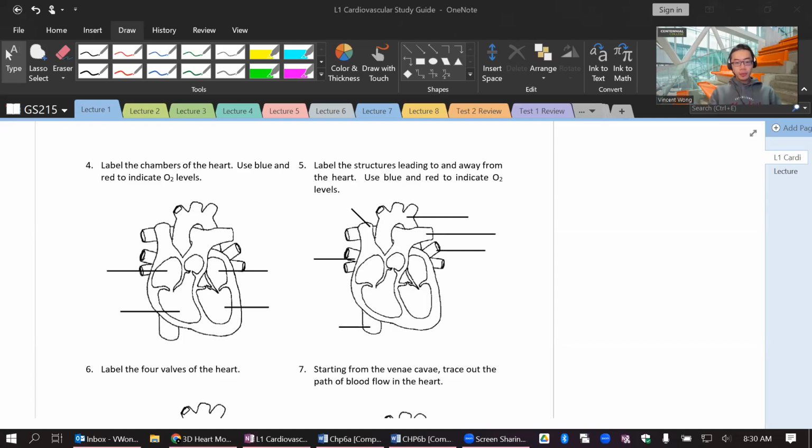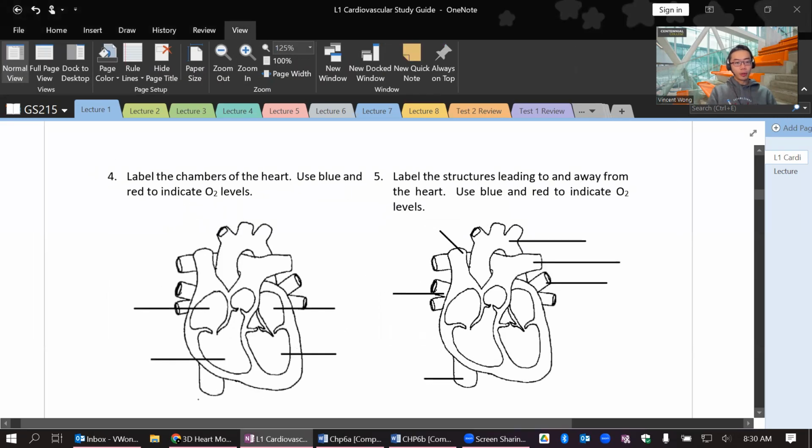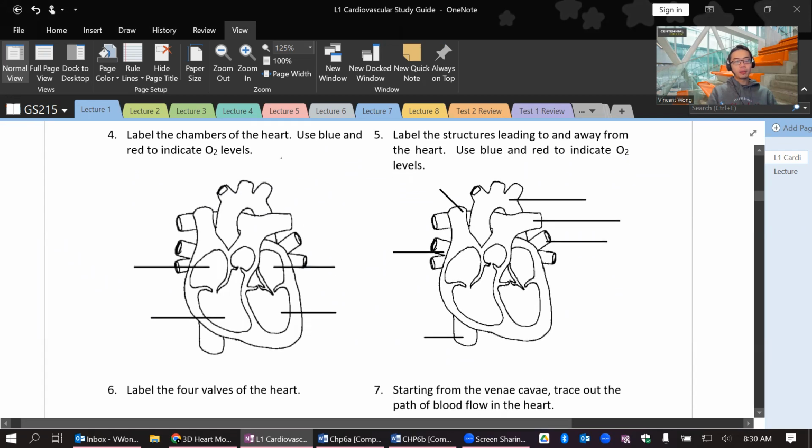So today we will finish the lecture one about the cardiovascular system. But before we dive into the PowerPoint slides, let's do a quick review. If you could please pull out the study guide and turn to page 2. We are going to label some of these diagrams as part of our review. Okay, so this diagram over here, label the chambers of the heart, use blue and red to indicate oxygen level.